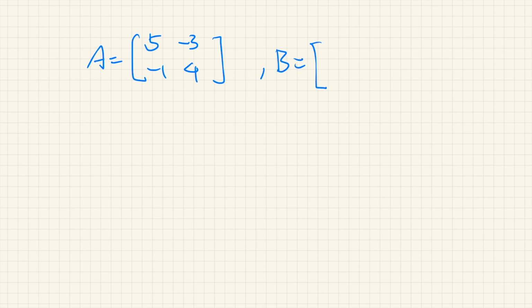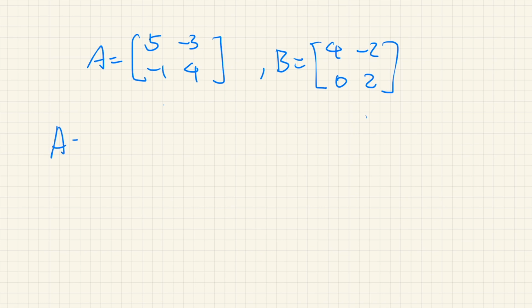Okay, let's do some simple exercises. Suppose we have two matrices. Let's say A is made of 5, -3, -1, 4, and B is made of 4, -2, 0, 2. So they are both 2 by 2 matrices, so we can add them or take the difference between them. And let's also calculate the scalar multiplication of one of these matrices.